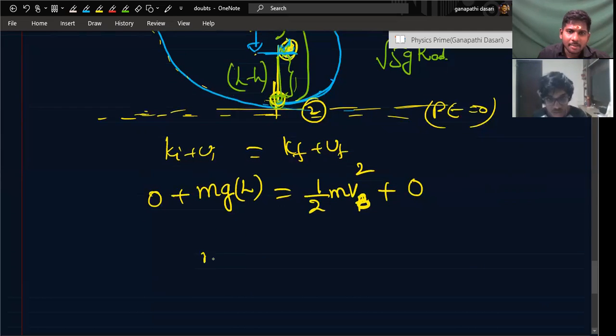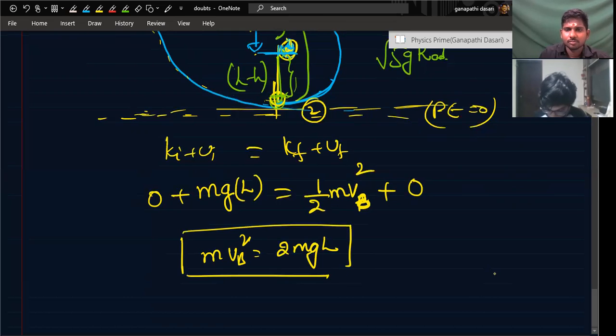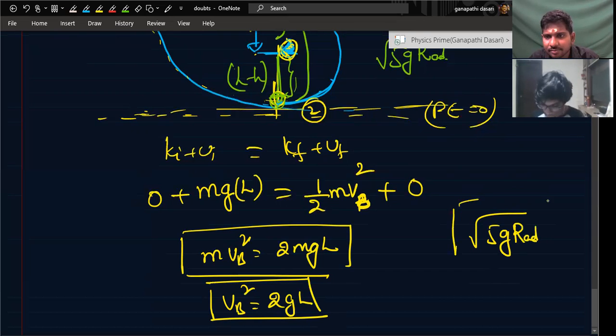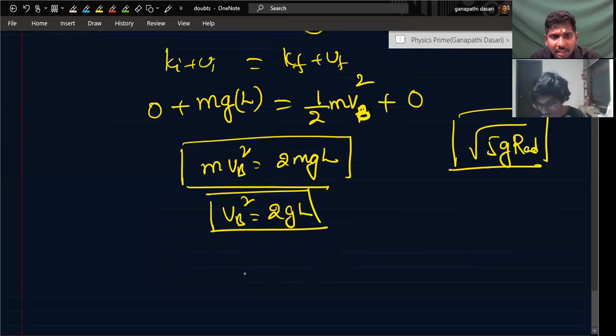mvB square is equal to how much? 2mgL, right? Or otherwise vB square is equal to 2gL, right? So the minimum velocity that is required to complete the circular motion is root 5g into the radius of the circle, right? That means our velocity should be greater than or equal to root 5g root 5 radius.